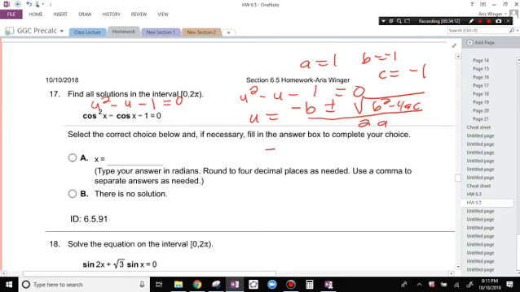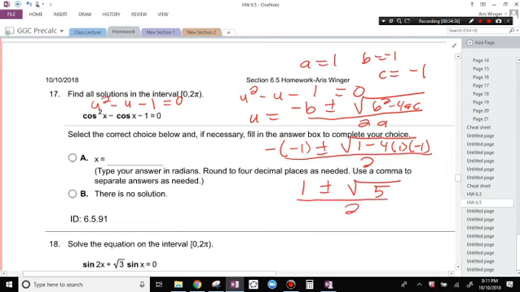So this is going to be negative 1 plus or minus the square root of 1 minus 4 times 1 times negative 1, all over 2. That's 1 plus or minus the square root of 5, all over 2. And I'm worried here because this looks like the cosine of x is equal to 1 plus or minus the square root of 5 over 2. And I'm worried because one of these looks like it's bigger than 1, which would be impossible.